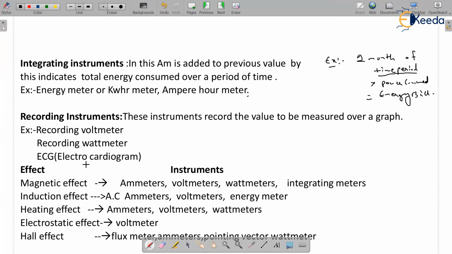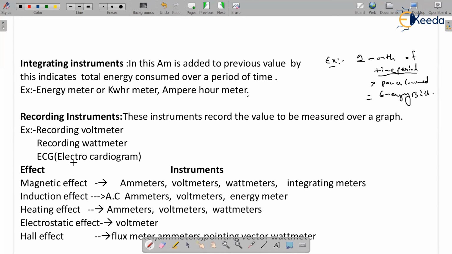Then let's come to recording type instruments. These instruments record the value to be measured over a graph. Examples: recording voltmeter, recording wattmeter, ECG, electrocardiogram. Whenever you go to any hospital, the heart pulse and all, they use recording instruments, so you will get it on a graph paper.